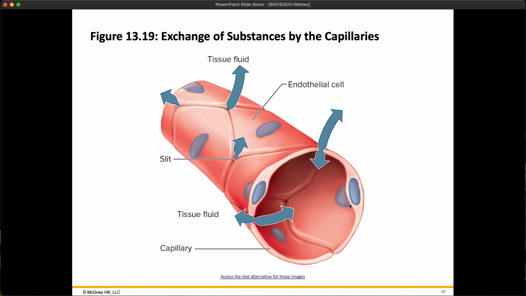Here you can see a sample capillary cell. Tissue fluid moves in and out through these openings, these pores or slits, as you want to call them, and these endothelial cells form the structure of capillaries.